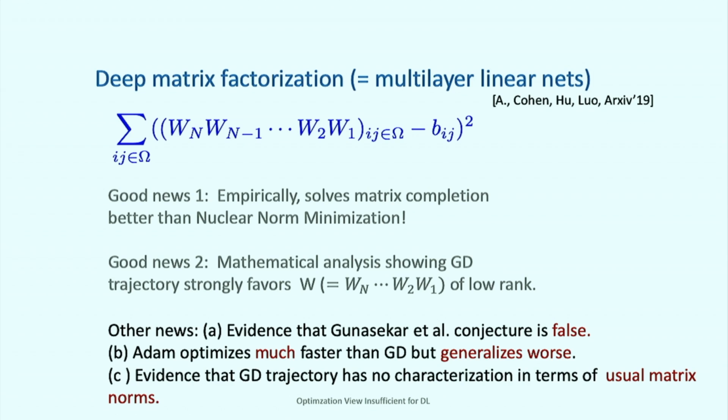So that was that paper. So this is just showing you that, yes, gradient descent in this deep setting has magical properties, but how exactly to capture it or relate it to things we already understand, like matrix norms, is not easy.